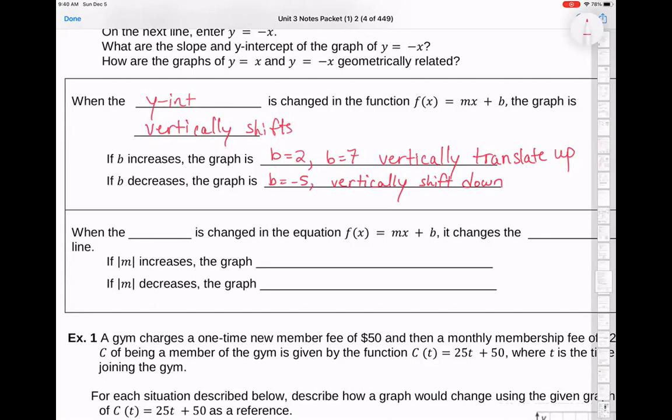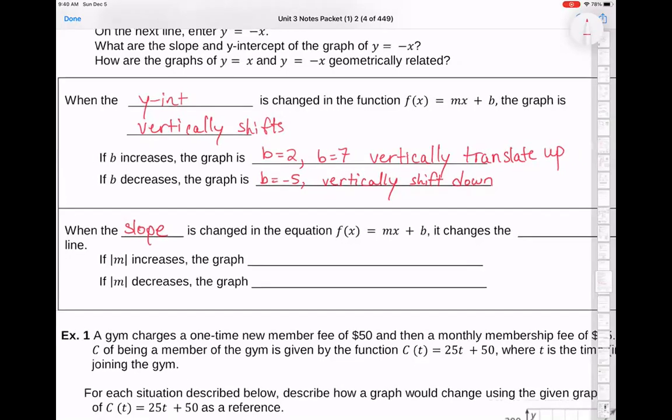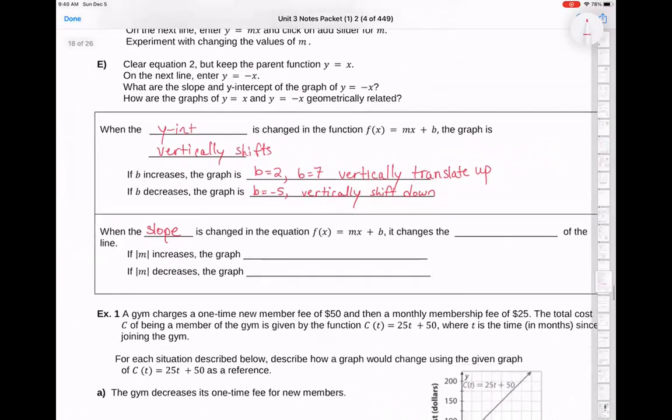Now, when the slope m is changed in the function y equals mx plus b, then it changes the steepness of the line. So that's what's going to go inside this next one. It changes our steepness of the line. So if m increased, this is that scenario where we saw m go from 2 to 5. See how it went up there? In that scenario, we saw that the line got steeper. So the graph got steeper.